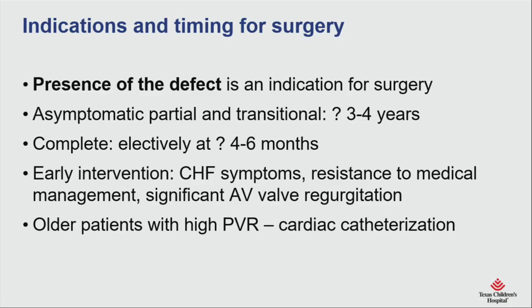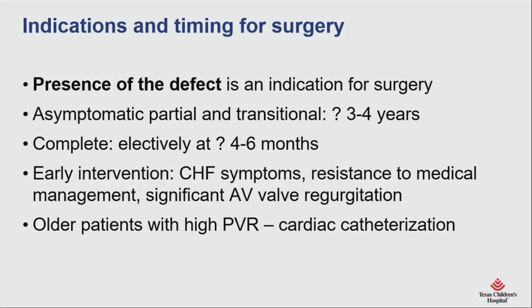The presence of the defect is going to be an indication for surgery at some point. The timing is also a little controversial, but for the most part, if you have a complete AV canal, there's no reason to wait beyond 4 to 6 months, and you're actually just going to be creating more ventricular overload, ventricular distension, and probably worsening AV valve regurgitation.